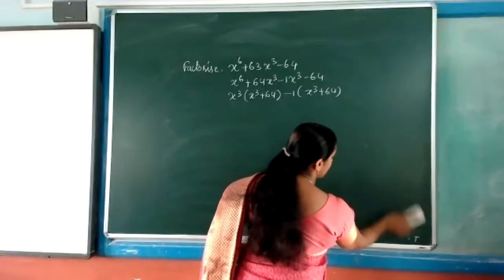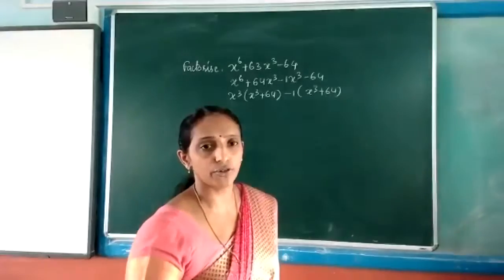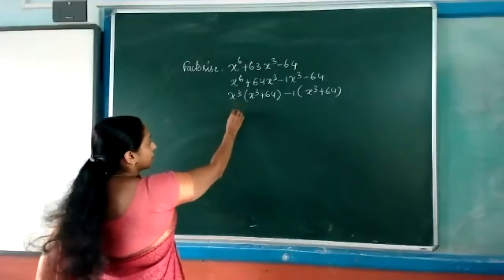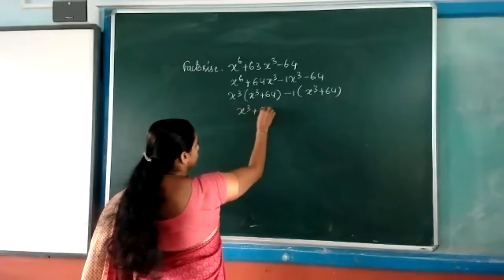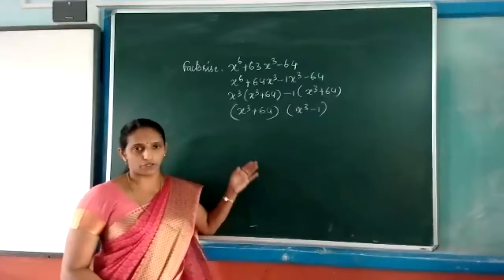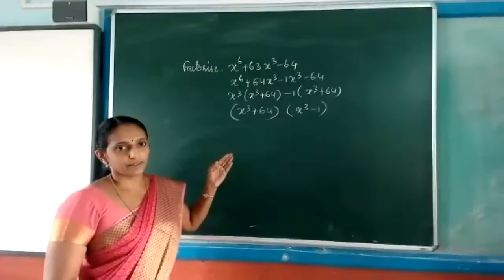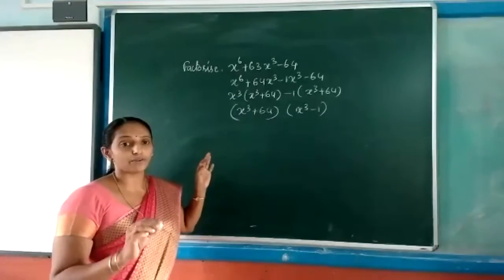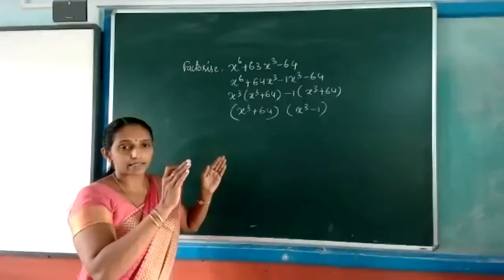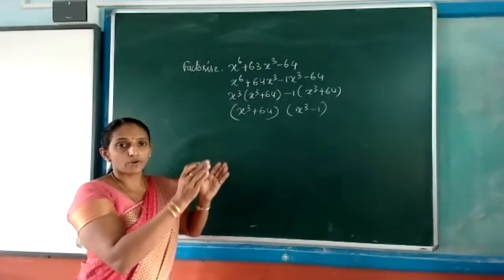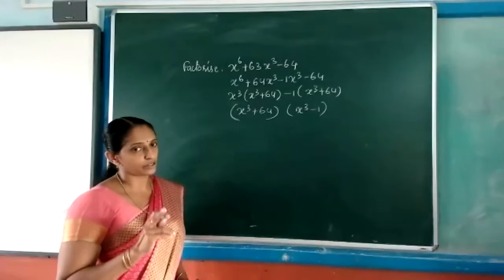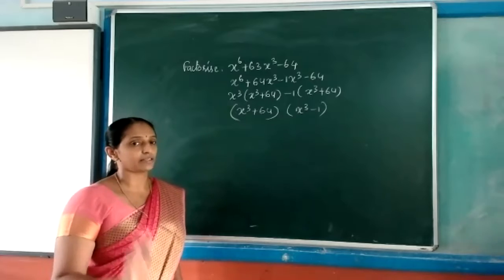Whenever a factorization question comes, you have to do the complete factorization. Don't leave it half. So here you are getting x cube plus 64 into x cube minus 1. This is only half the question, because factorize means we have to find the complete factorization. Since you did prime factorization in primary classes, wherever you reach the end, you have to do the complete factorization.